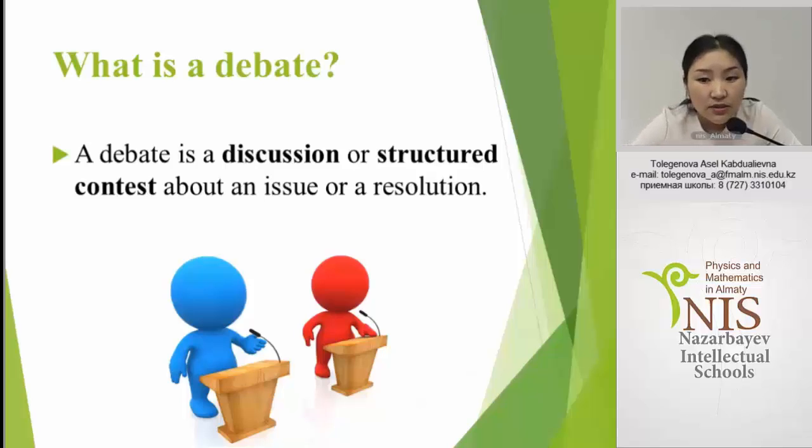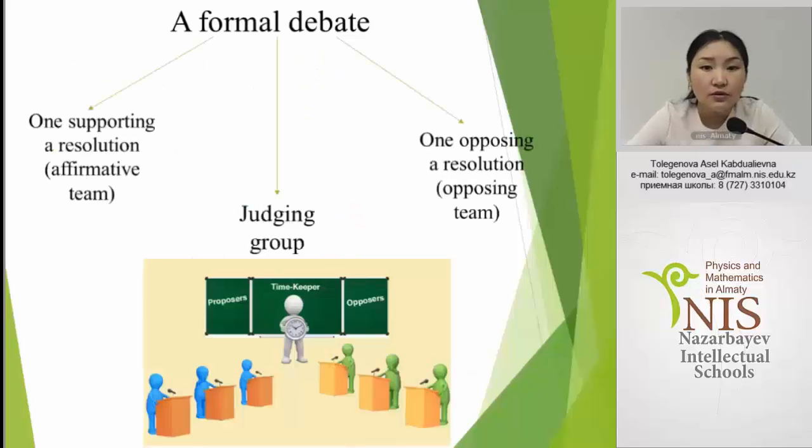And in a formal debate, we have three groups. The first group is the one who supports a resolution, in other words the affirmative team. The second group is the group who opposes a resolution, in other words the opposing team. And the last group is the judging group. The judging group could consist of a number of students, or the teacher could be the judge.